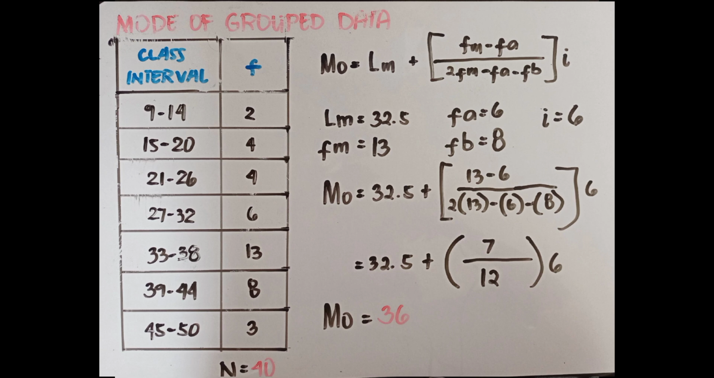So our LM, the lower boundary, is 32.5, FM is 13, frequency above the modal class is 6, frequency below the modal class is 8, and the interval is 6. After that, we have to substitute the given values to the formula: 32.5 plus 13 minus 6 over 2 times 13 minus 6 minus 8, times the interval, which is 6. By computing the mode using the formula, we can have 36 as the mode of the frequency distribution of the scores of the students.